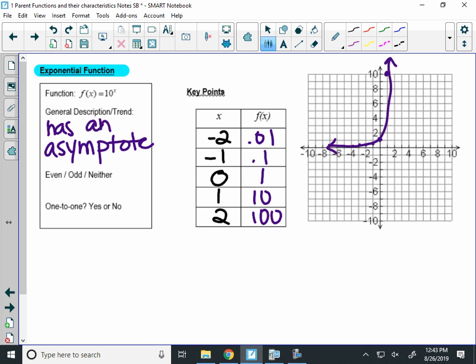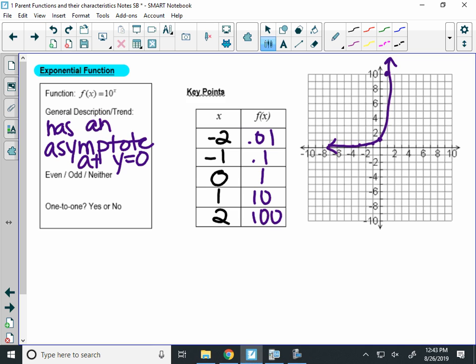It means it's a line you approach, get really, really, really close to, infinitely close, but you never actually touch it. So this graph has an asymptote at the line y equals 0. That's the x-axis. It gets really close to it, but it's never going to touch it.